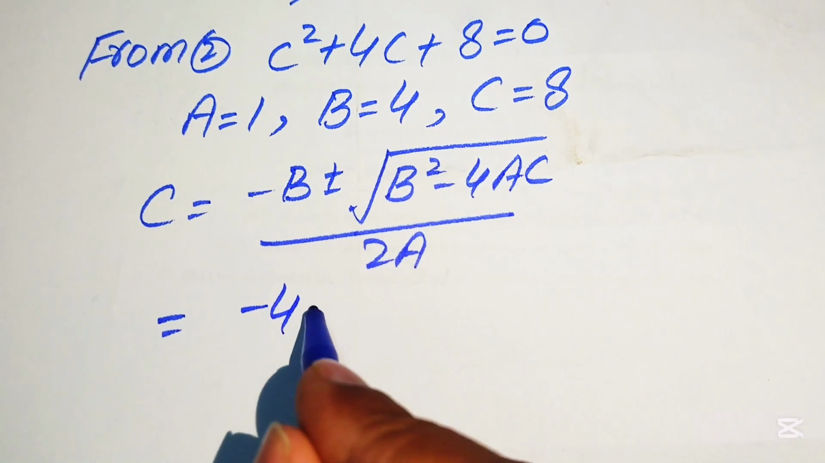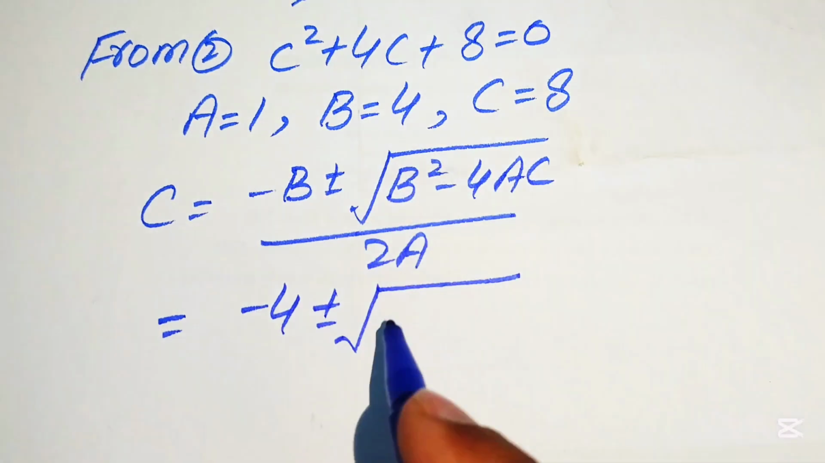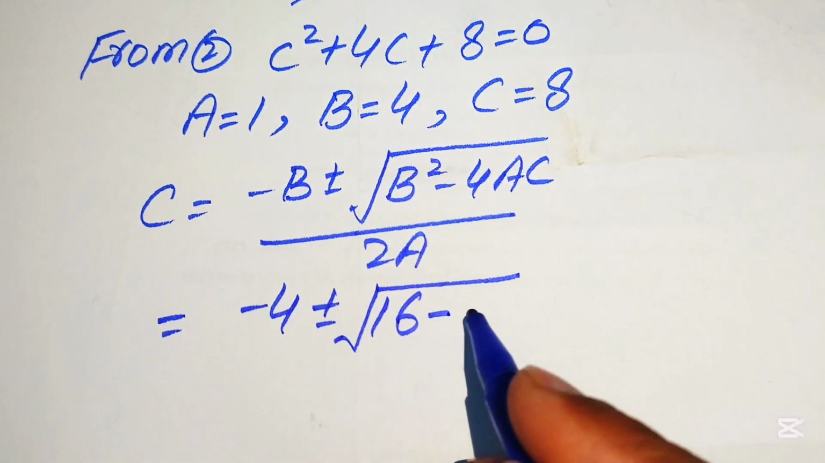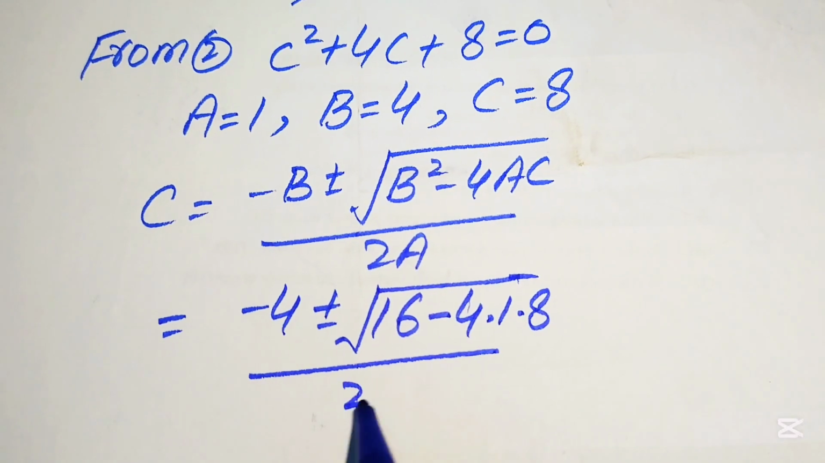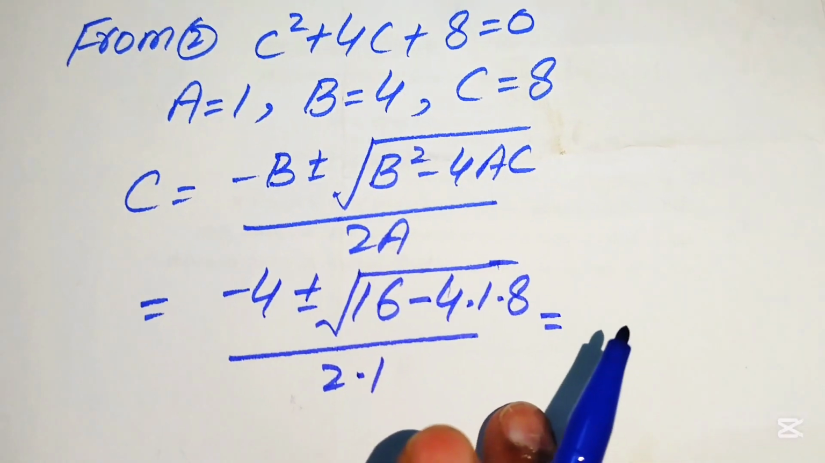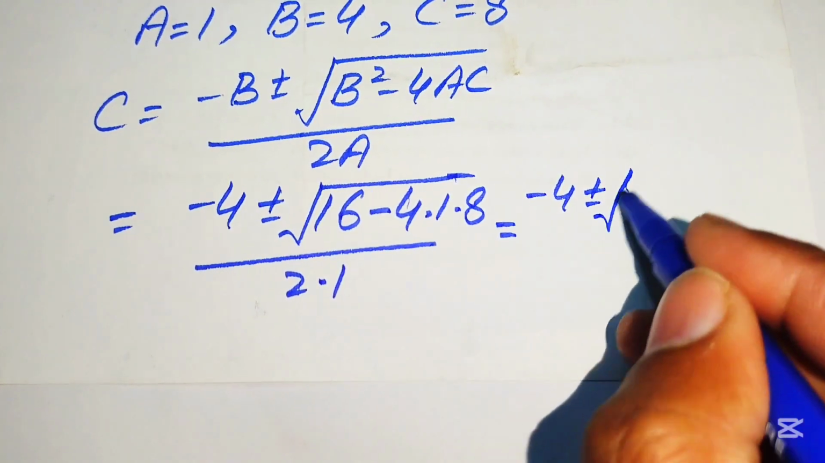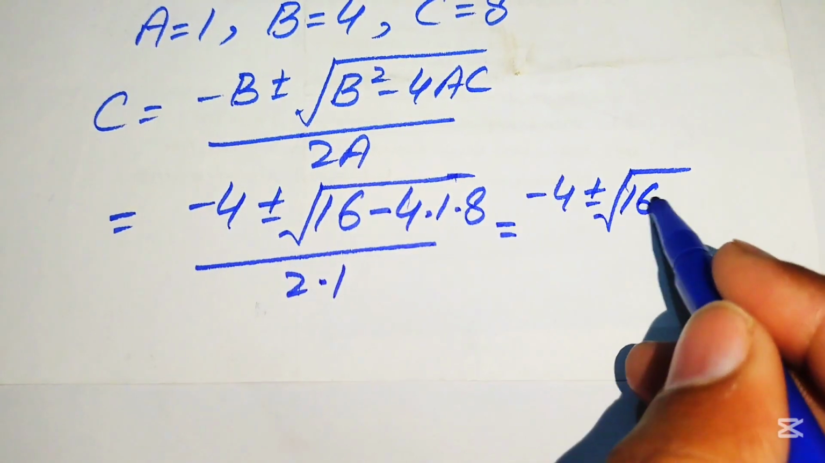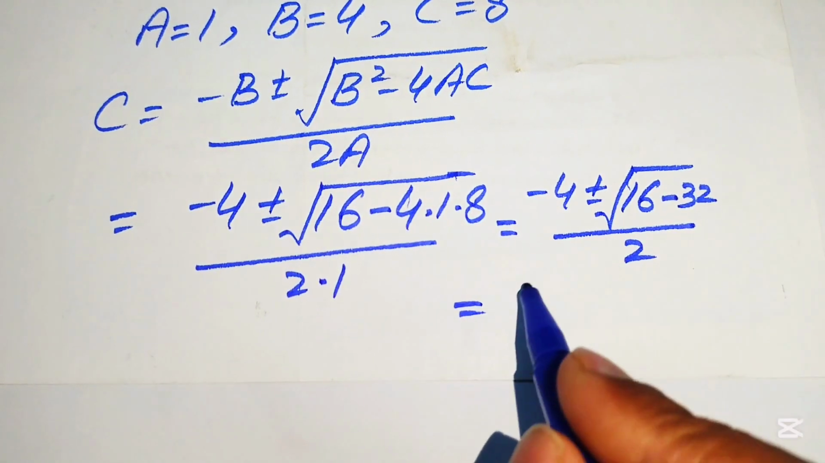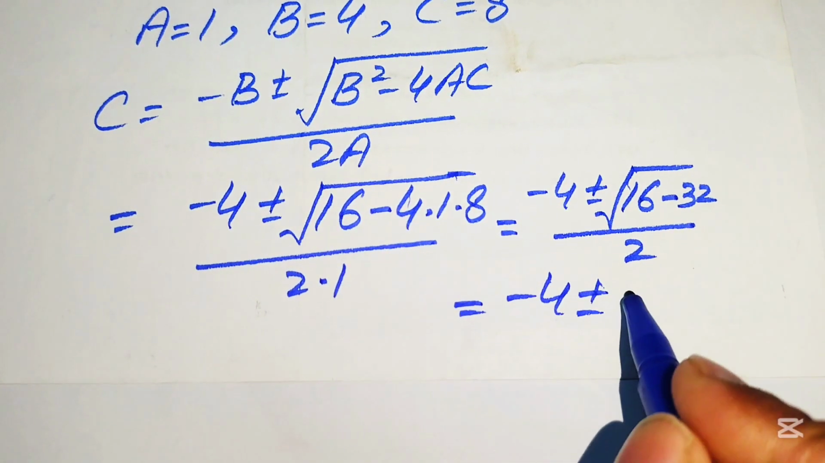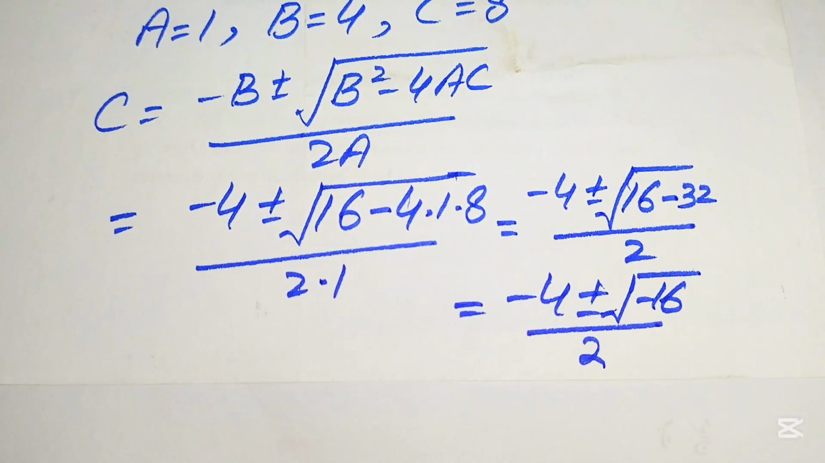It will become minus 4 plus minus, here you have b square, so b is 4, 4 square is 16, and 4 times a is 1, c is 8. It is divided by 2 times a is 1. And after that we have minus 4 plus minus square root of 16 minus 32 divided by 2. And here you have minus 4 plus minus square root of minus 16 divided by 2.